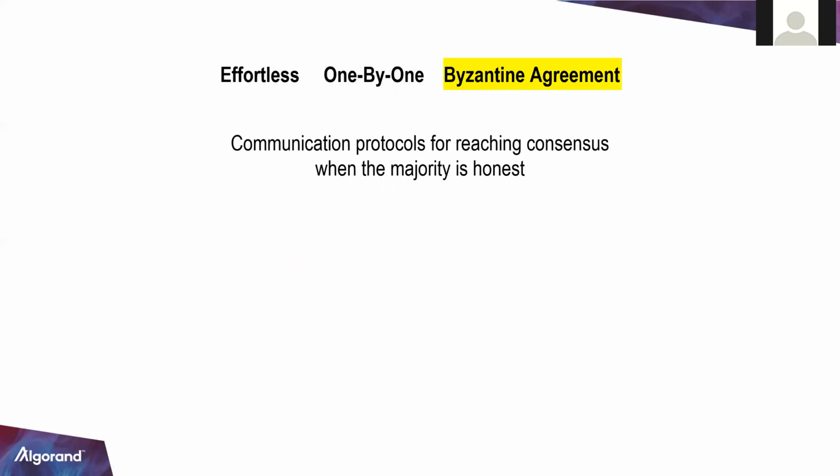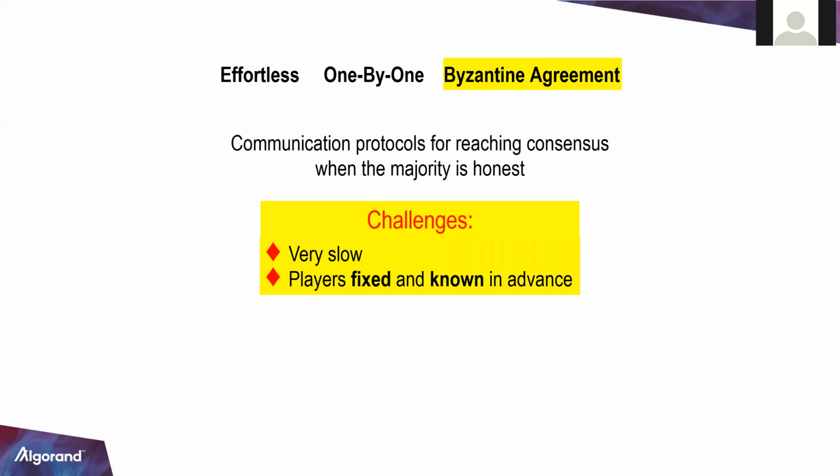Okay, now we get into Byzantine agreement, which is a classic concept in computer science. They are communication protocols for distributed parties to reach consensus when the majority is honest. Now, at a very high and superficial level, it may look like this is exactly what we need for running a blockchain, because we could just ask all the users in the blockchain system to participate in a Byzantine agreement and reach consensus on what the next block should be. However, that is not quite the case in reality because of a few things.